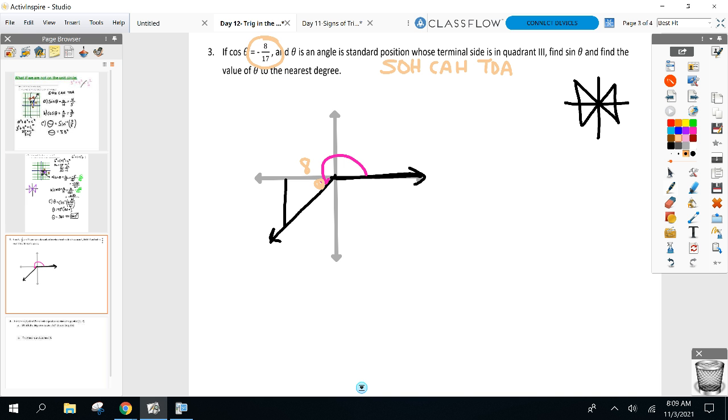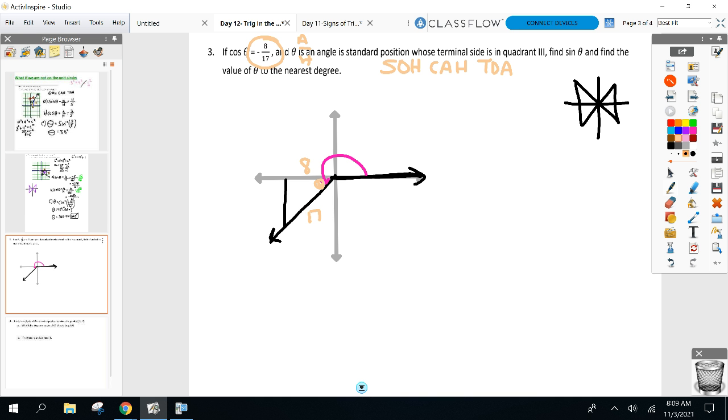Over, what's in place of the 17? You said it was A over, adjacent over. So guess how long the hypotenuse is? See how I filled that out? Okay. Cosine is the adjacent side, which they told me was 8, so I put an 8 there on the adjacent, over hypotenuse, 17.